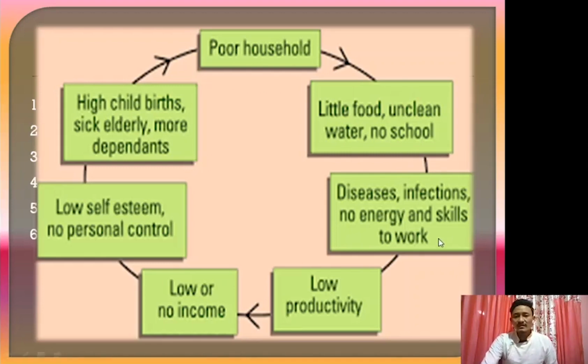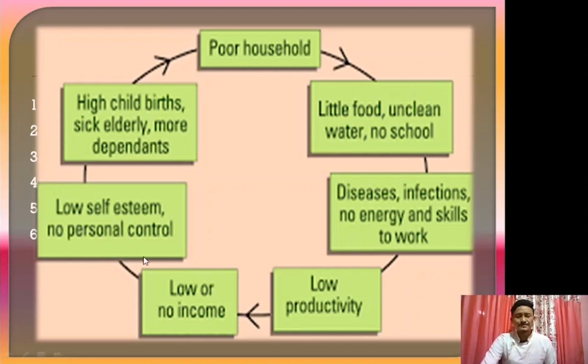Then again, they will be very prone to diseases, as we have discussed. We can use words such as vulnerable to diseases and infections, and they don't even have enough energy and skills to work, ultimately leading to low productivity. Because of the low productivity, they end up with no income or low income. Once the person has a very low income, he won't be able to meet his basic needs and requirements, and that's how it leads to low self-esteem and no personal control.